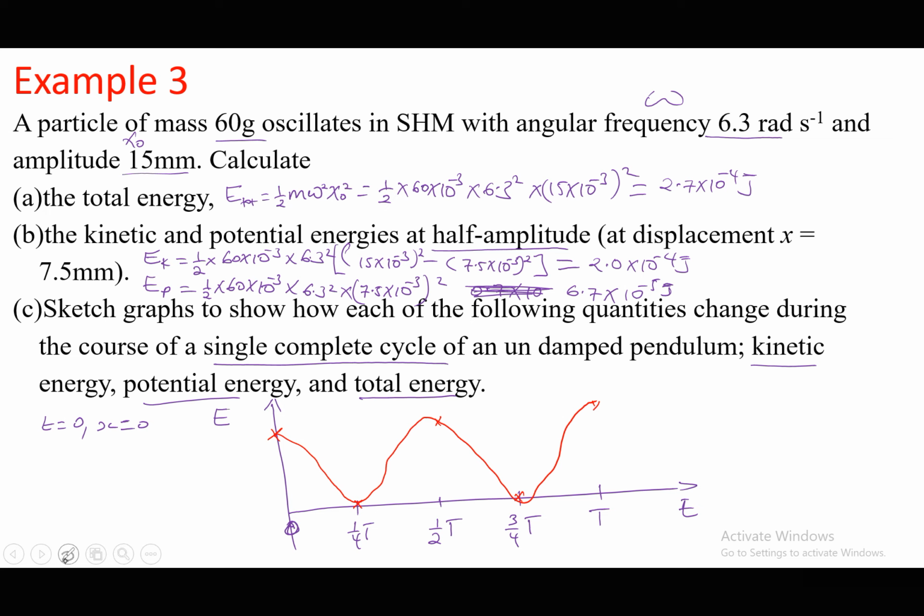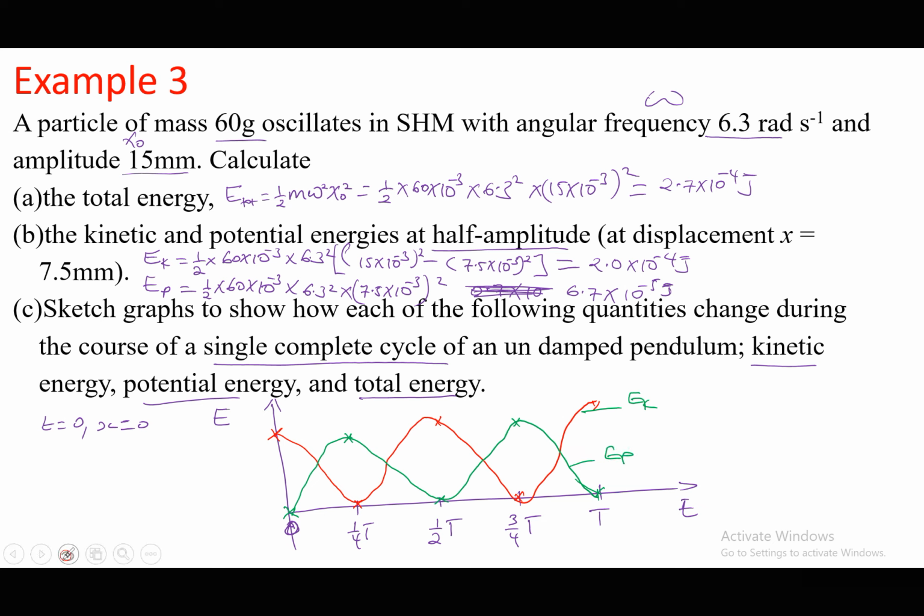Then, of course, when kinetic energy is maximum, potential energy is 0. So this is starting from here. At a quarter cycle, displacement is maximum, so this goes to maximum, back to 0, maximum, back to 0. So this will be something like this. So this is going to be kinetic energy, and this is going to be potential energy.